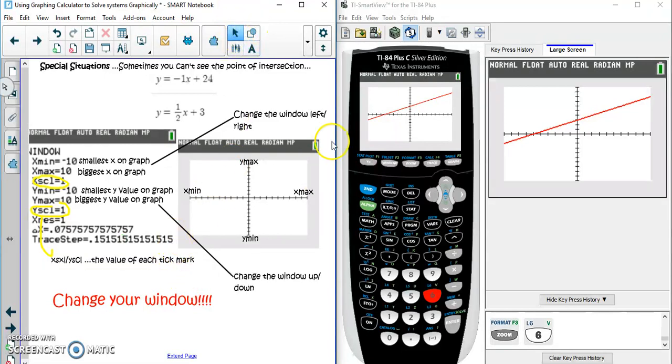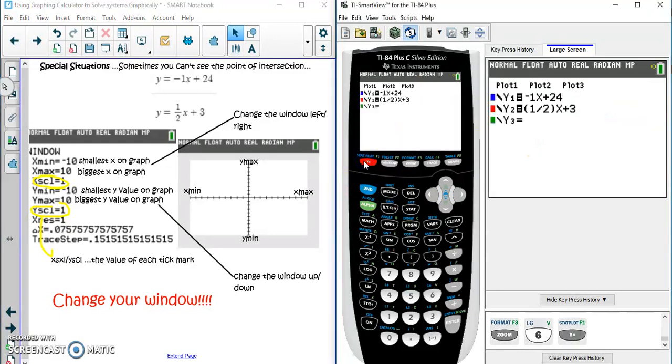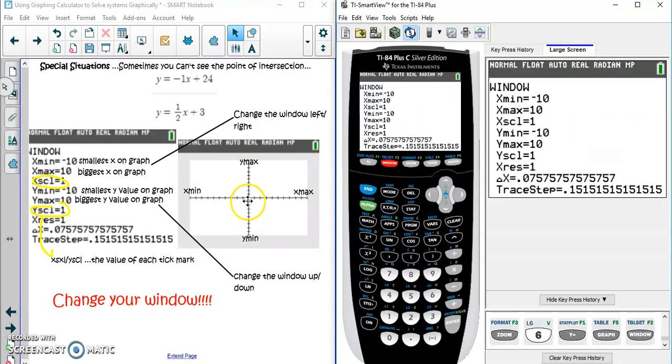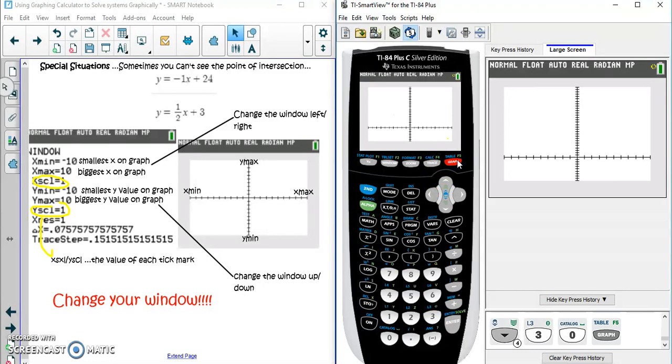So let's use that idea to find out where the point of intersection is. The first line has a y-intercept of positive 24. If I'm going to see where they touch, obviously the y-intercept is positive 24, so I need to see farther up on my graph. So I go into my window, and to see farther up I need to change the y maximum. If the y-intercept is 24, maybe I'll just go up to 30. Let's see what that looks like.